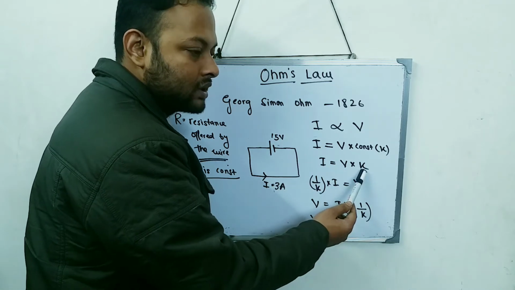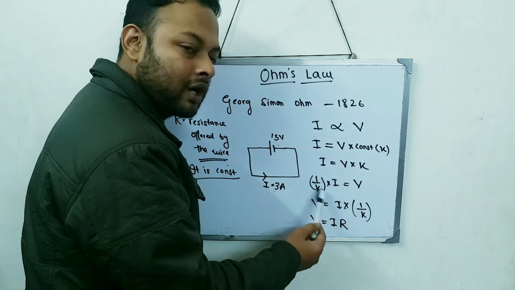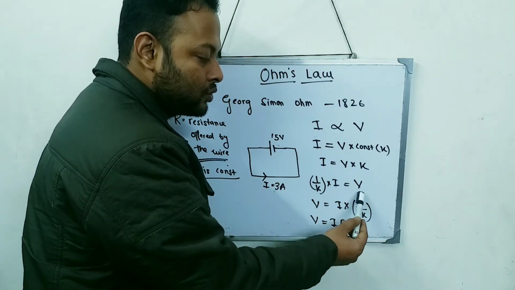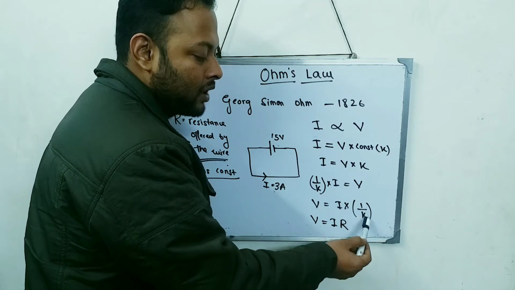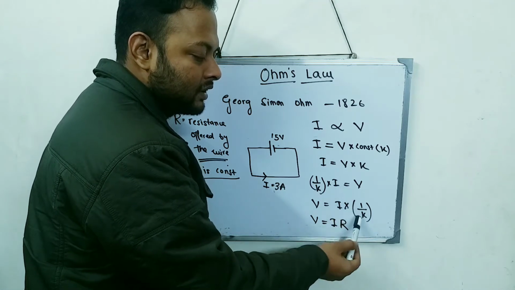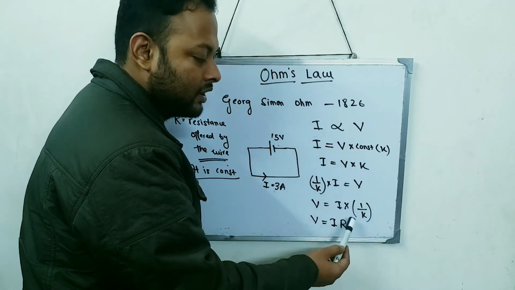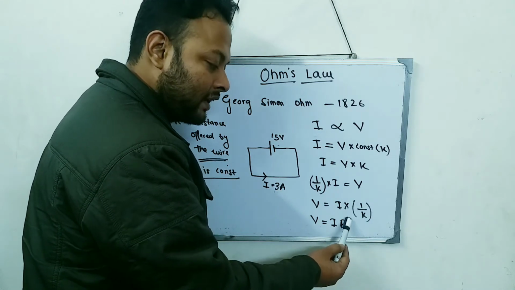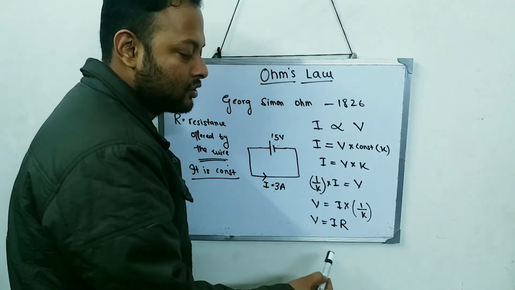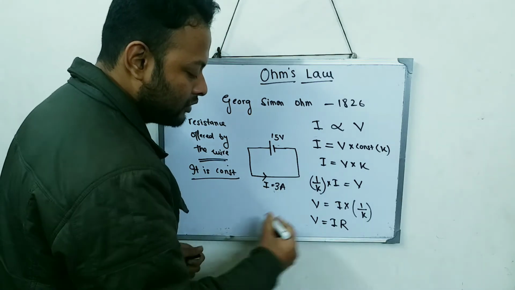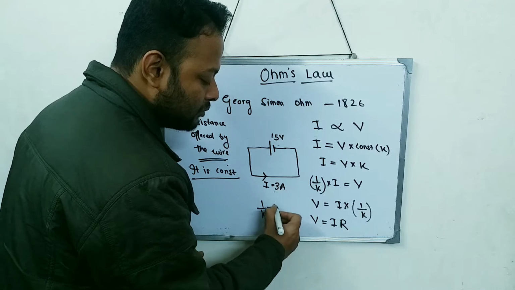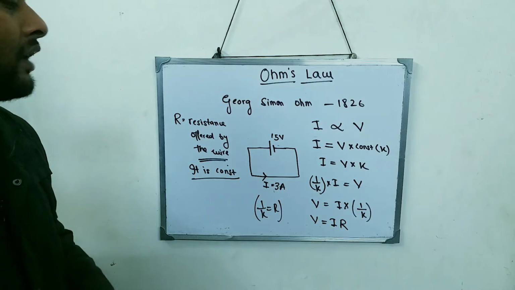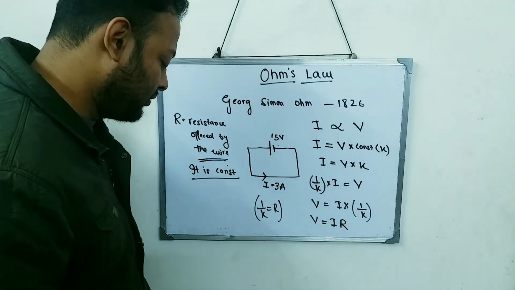Now if K is a constant, obviously this 1 by K also has to be a constant. So if I write it this way, V is equal to I into 1 by K. It's the same thing, just a left and right shift. And this 1 by K, which is a constant, I have taken as R. So 1 by K becomes equal to R. So V is equal to IR. That's the relationship he developed.